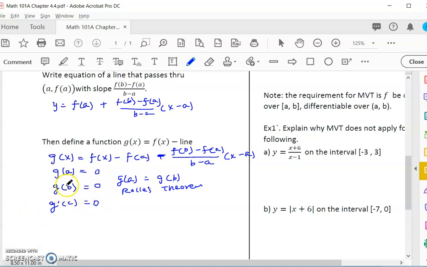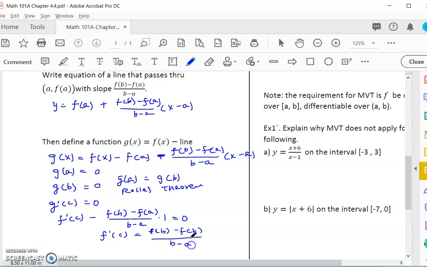But what is g prime of C? g prime of C is doing the derivative of these. So that would equal f prime of C. When you do the derivative, this goes away, and then this would just be this term, minus f of B minus f of A over B minus A times 1, and it is equal to 0. So that means you should have a point in the interval AB such that f prime of C equals f of B minus f of A over B minus A. So we proved the mean value theorem.